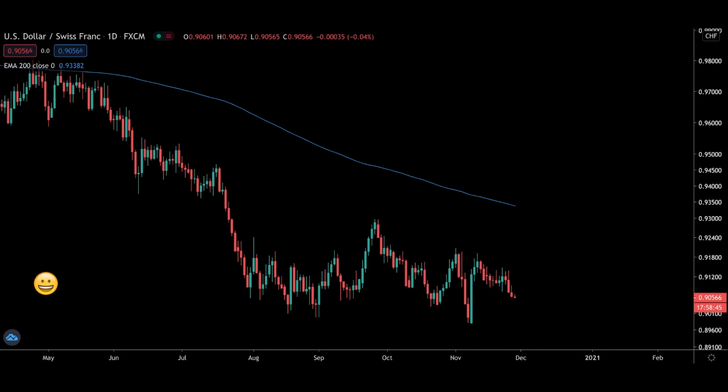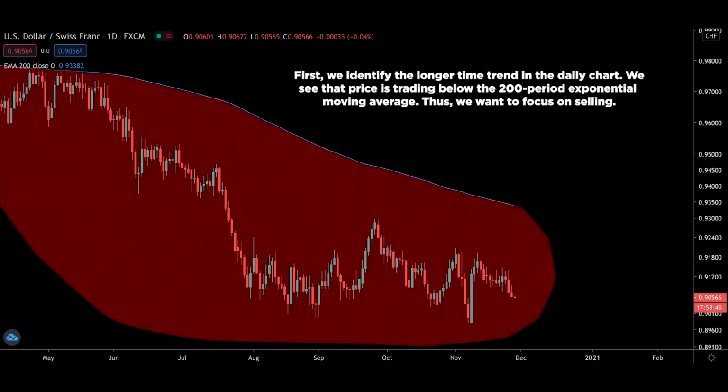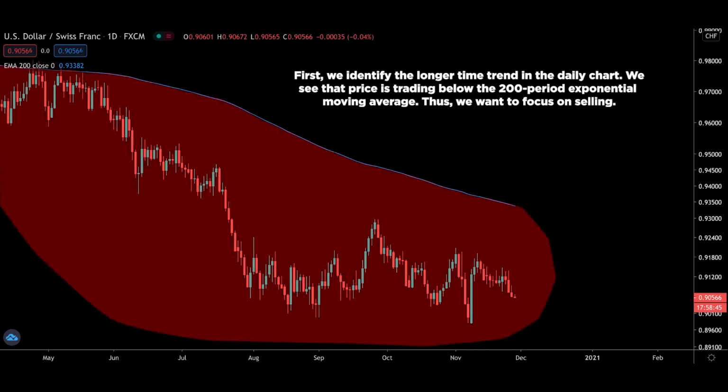I will now put together all 3 steps into another example, so keep watching to make sure that you understand the 3 steps that I have outlined earlier. First, we identify the longer term trend in the daily chart. We see that price is trading below the 200 period exponential moving average. Thus, we want to focus on selling.